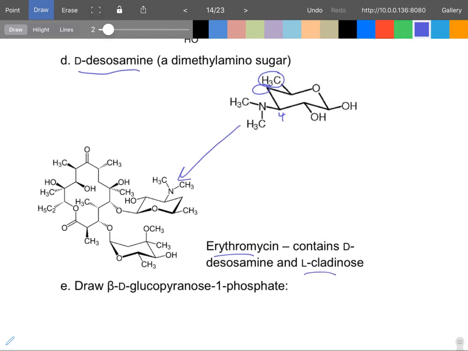Also contains this other unusual sugar called cladinose. Turns out that erythromycin needs these sugars to be present in order to be an effective antibiotic. It's actually enabling the binding to occur.